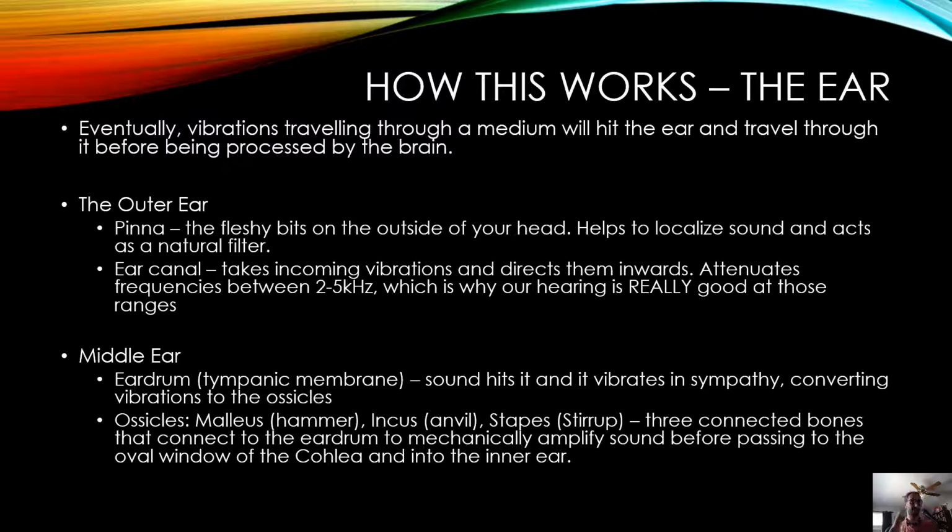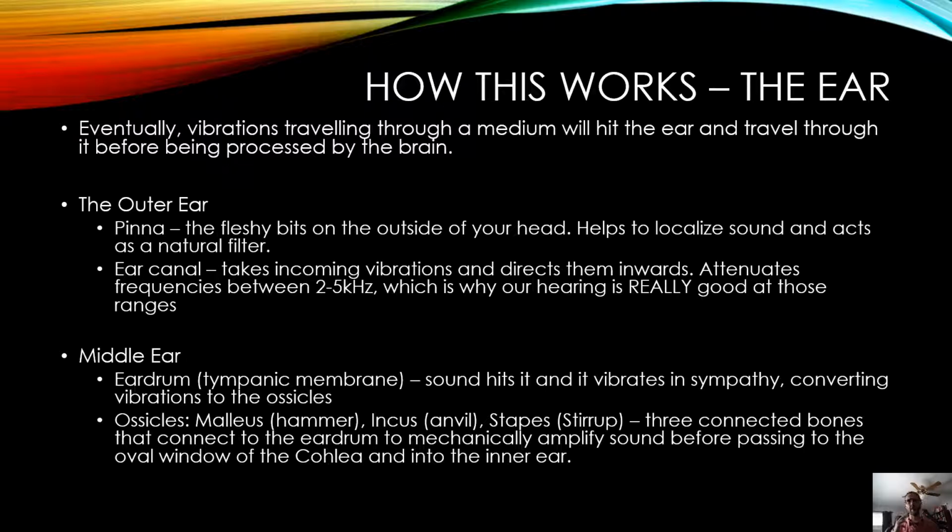Inside that outer part, you have the ear canal. This is where you put Q-tips. This takes the incoming vibrations and directs them further inward. It also specifically attenuates frequencies between 2 and 5 kilohertz, which is why our hearing is really good at those ranges. We really hear sounds in that 2 to 5K range, specifically things like babies crying, sirens, animals screaming in pain, or animal calls of some sort that primitive hunters would want to go and stab with rocks or spears.